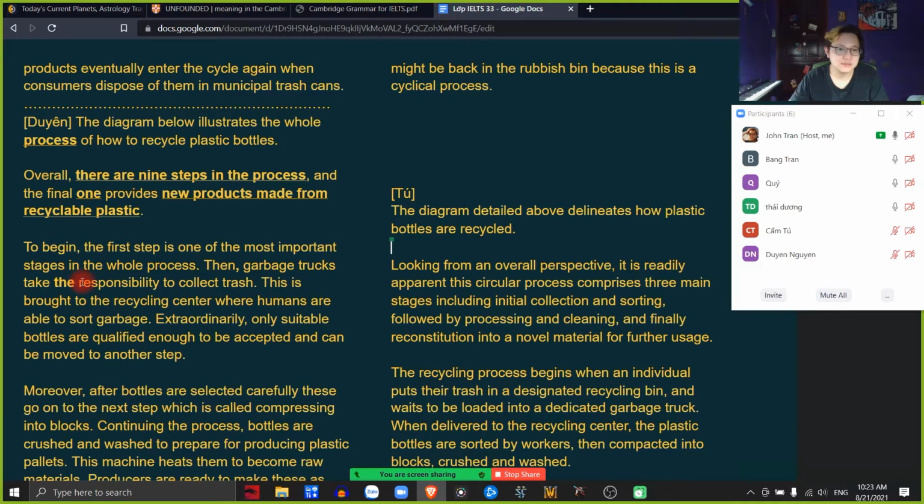This is brought to the recycling center where humans are able to sort garbage. What? Cái này là cái rác nè. So this basically refer to the word trash. Cái chữ this này nó thay thế chữ trash ở câu trước đó. Cái này được đem đến khu tái sử dụng, nơi mà con người có thể phân loại rác.